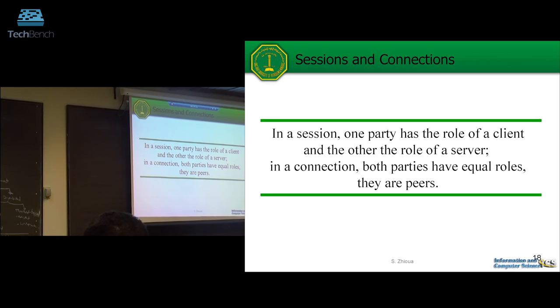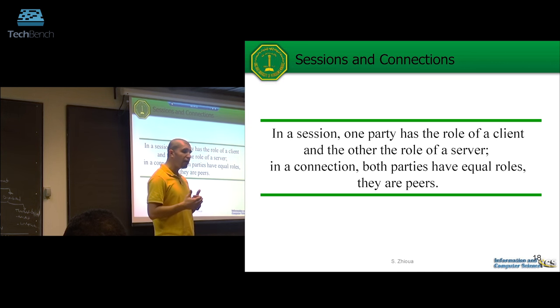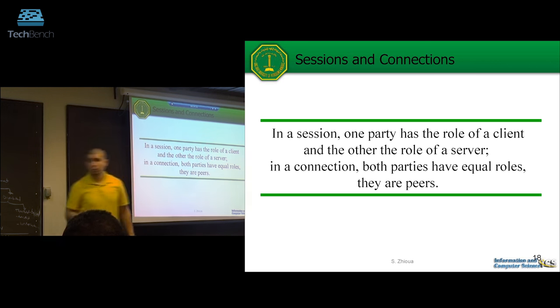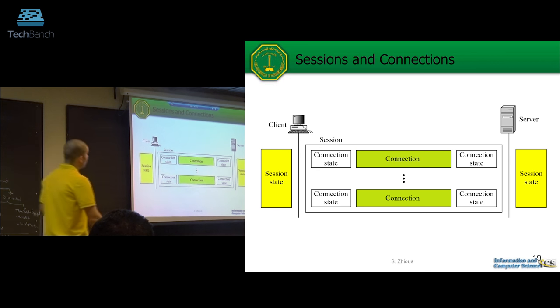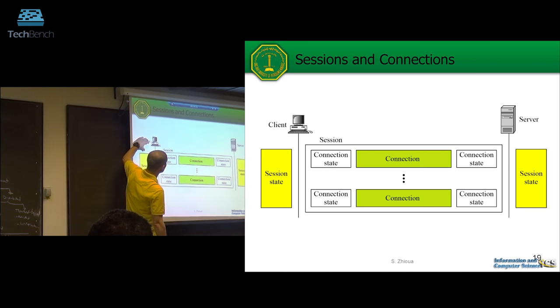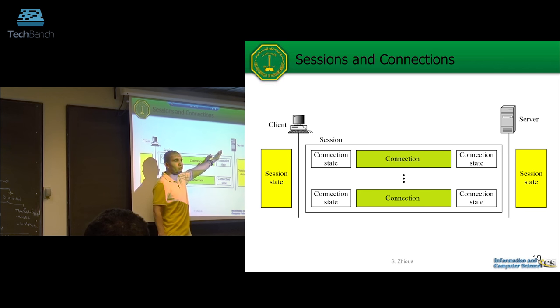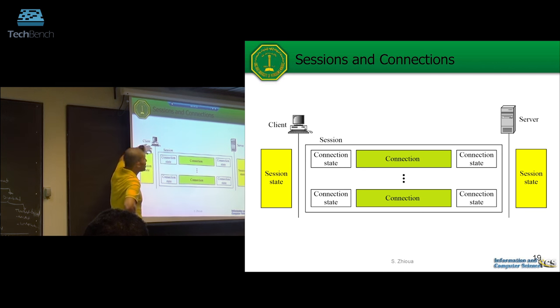So basically, it says in a session, one party has the role of client and the other the role of a server. So in a session, you have a client and a server, and in a connection, you have just two peers. Okay. Now, why do we discuss this? Basically, because when you use SSL, you need the notion of session and connection. Okay, why? Initially, this is the client, this is the server. So basically, this is the web browser, this is the secure server. Okay. Then you establish the session.